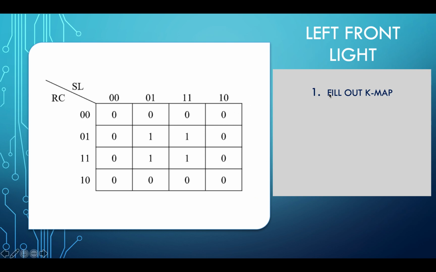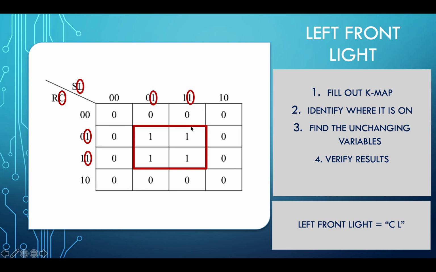The first step is to fill out the ones in the K-map. The second step is to identify where it's on. And the third step, we can say, is to find the unchanging variables. In this group, we can see that it's on when the left light is on and also when the clock is on. The left and the clock.